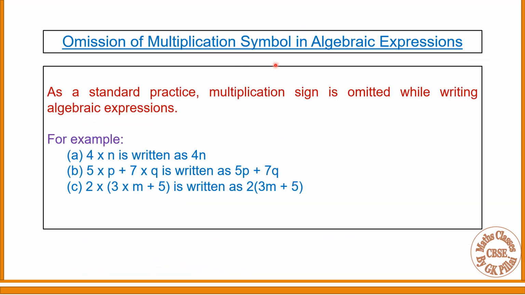Omission of multiplication symbol in algebraic expressions. Till now, we used to write the algebraic expressions this way: 4 into n, 5 into p plus 7 into q, and 2 into bracket 3 into m plus 5. But as a standard practice, the multiplication sign is avoided while writing the algebraic expressions. So instead of 4 into n, we write 4n. Instead of 5 into p plus 7 into q, we write it as 5p plus 7q. Instead of 2 into 3 into m plus 5, we write it as 2 bracket 3m plus 5.